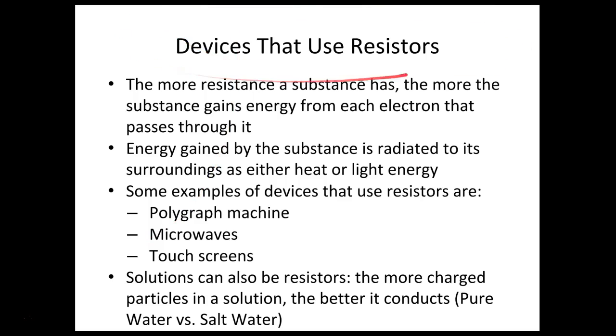so where do we use resistors and why are they important for us to have a look at? The more resistance a substance has, the more the substance gains energy from each electron that passes through it. The energy gained by the substance is radiated to its surroundings as either heat or light energy. So some examples of devices that use resistors would be things like a polygraph machine. Polygraph is a lie detector, if you think of some cop shows. Microwaves use resistors, and touchscreens also use resistors.